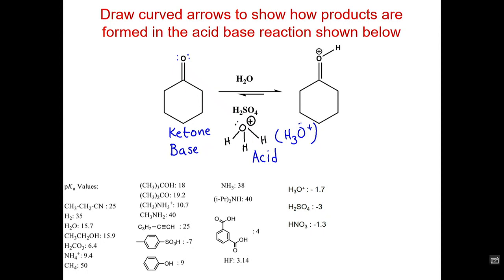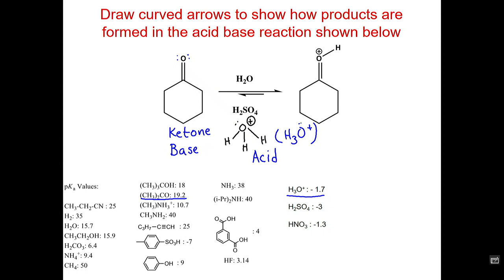The pK of a ketone is around 20. The ketone cannot act as an acid because hydronium has a pK of -1.7. So between the two compounds, the ketone is going to be the base and hydronium is going to be the acid.